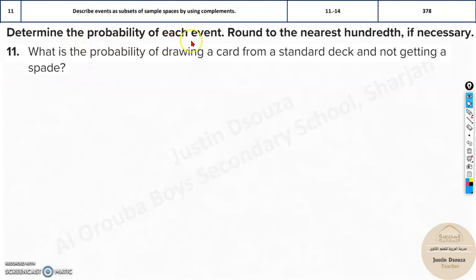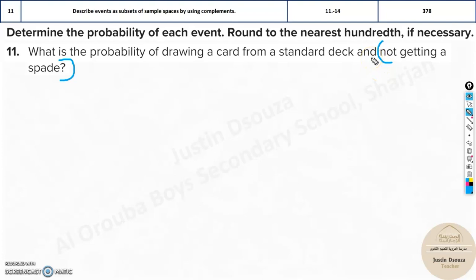Determine the probability of each event, rounding to the nearest hundredth if necessary. What is the probability of drawing a card from a standard deck and not getting a spade? Now, this is an important thing: complements, like not getting something. What does it mean not to get that?